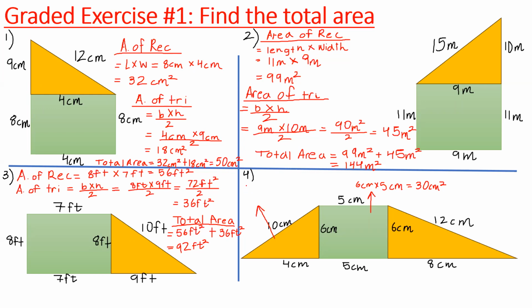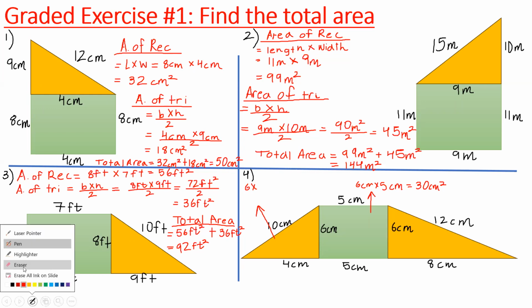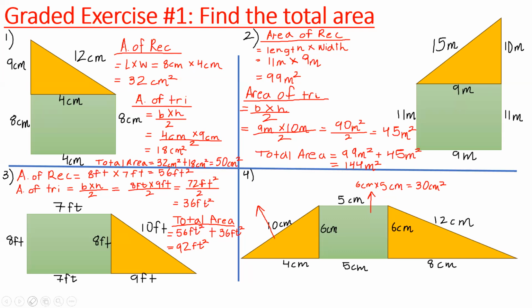Area of the triangle is base times height divided by 2. Base times height, right? 4 times 6. Yeah, because base times height. So 4 times 6 divided by 2, which is 24 centimeters squared divided by 2. What do you get? That is 12 centimeters squared.